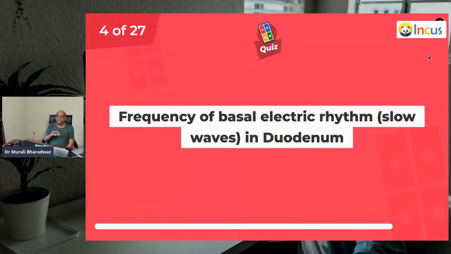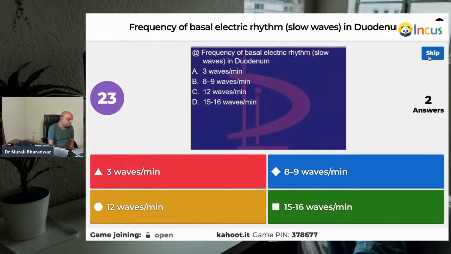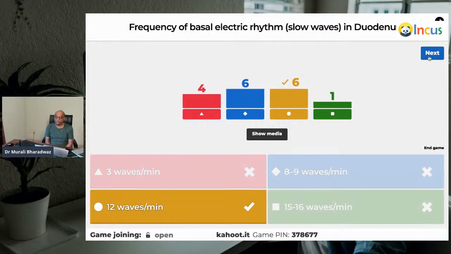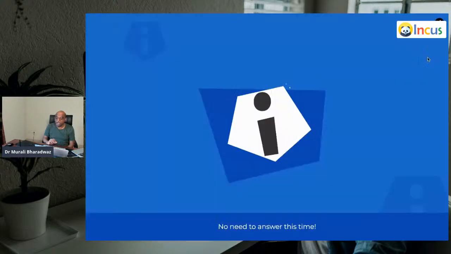What is the frequency of basic electrical rhythm in the duodenum? So this morning anatomy quiz should inspire you. What a wonderful morning we are having today in Hyderabad. So it should inspire you to study. Afternoon 2 o'clock, we have the physiology quiz. Please don't forget. So very good. Six of you are absolutely right. And that keeps Jayashree on the top, and BEM is ascending up very fast.